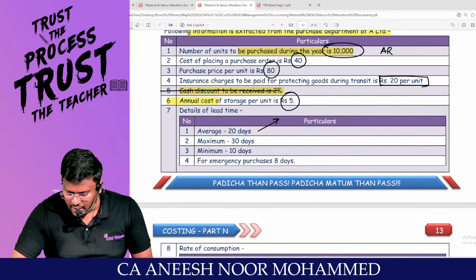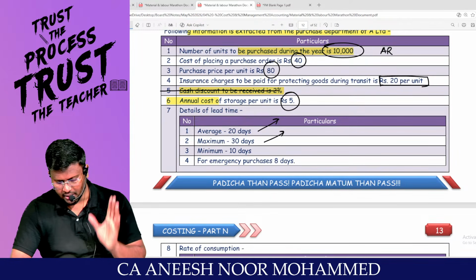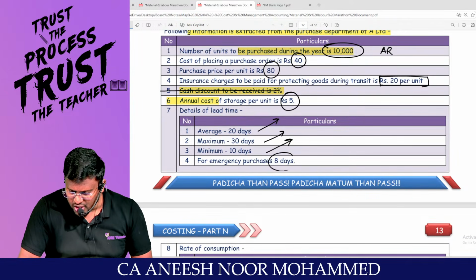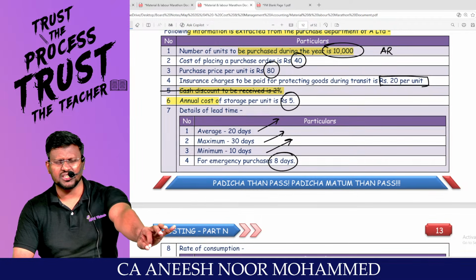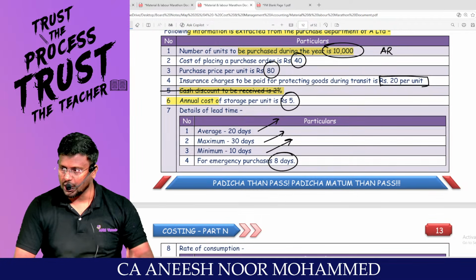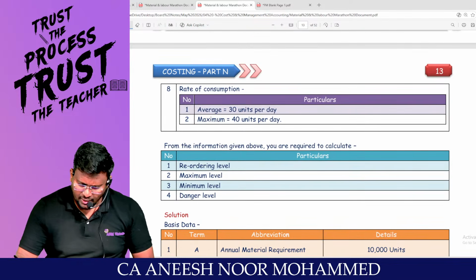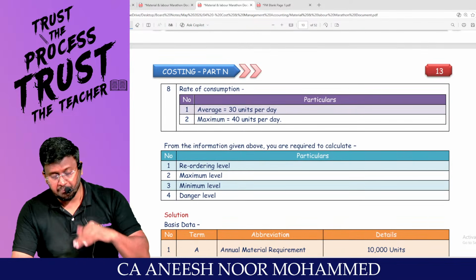Details of lead time. Sir, average 20 days will be taken. Maximum 30 days will be taken. Minimum 10 days will be taken. For emergency purchases, 8 days will be taken. This emergency purchase will be used for danger level. Correct? Danger level. Rate of consumption, average 30 units and maximum 40 units.